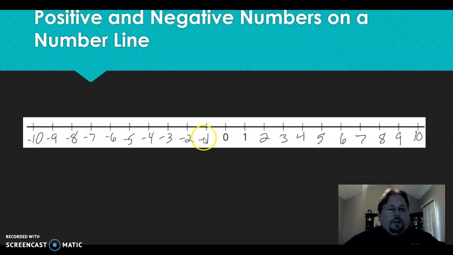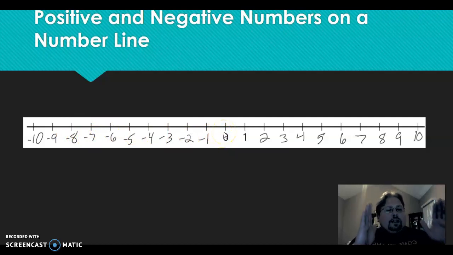Please make sure when you're numbering your number lines that you number them similar to this way. Do not start with negative 1 down here and do negative 1, negative 2, negative 3, negative 4, negative 5, all the way up to negative 10 here, and then a 0. It does not work. That does not make sense.